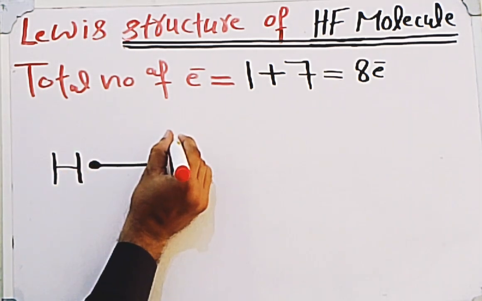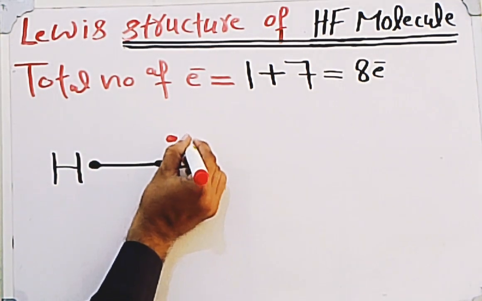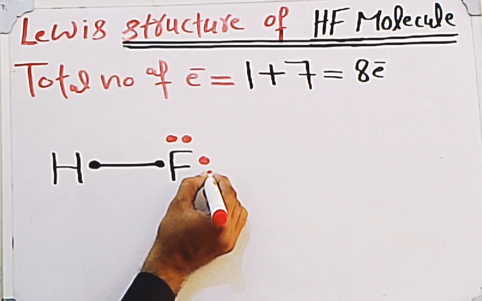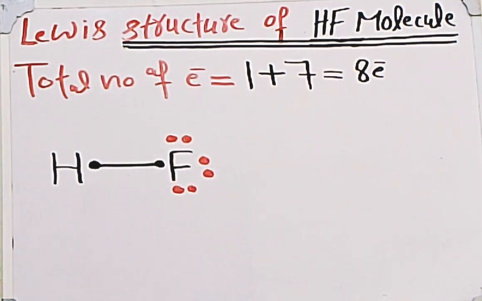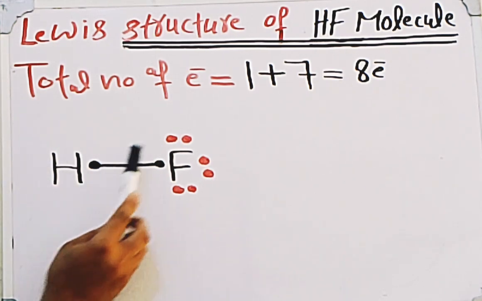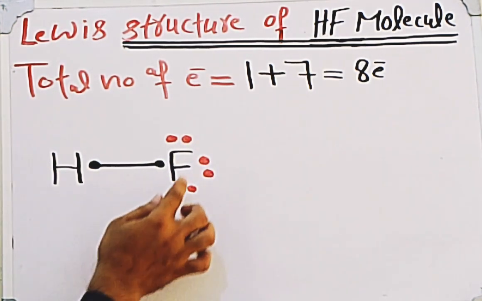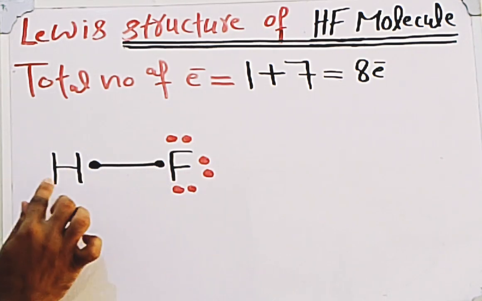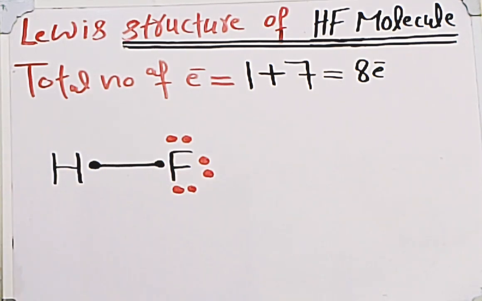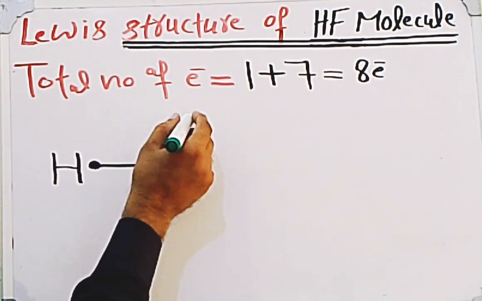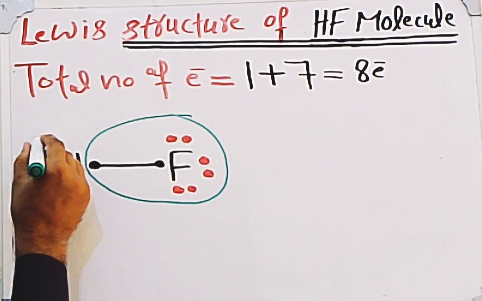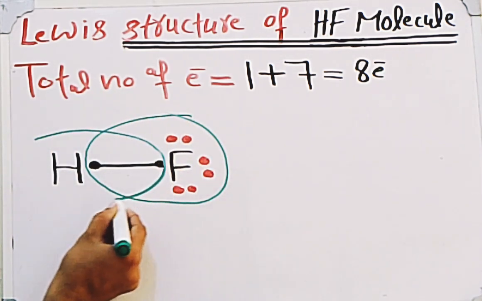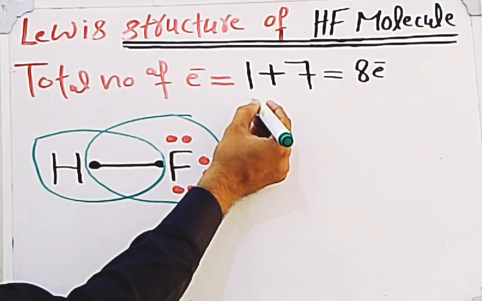So 2, 4, 6, 8. In this way, fluorine completes its octet and hydrogen completes its duplet.